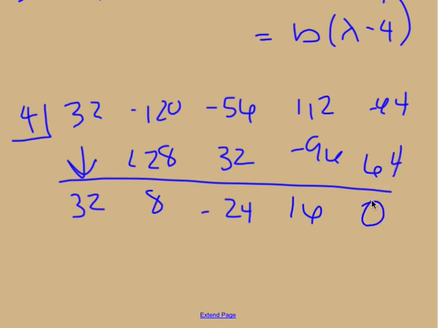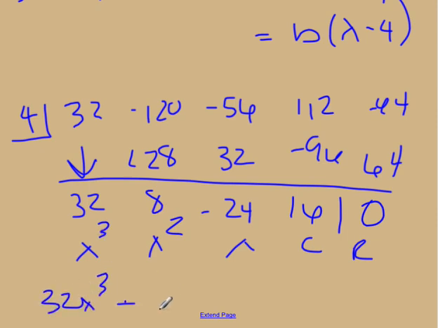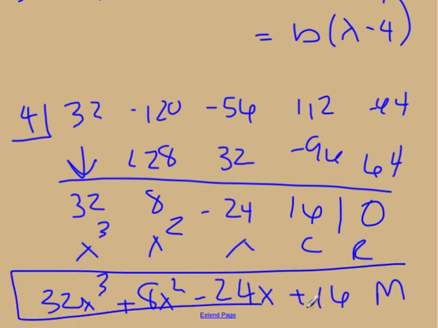So now I have a remainder, constant, x, x squared, and x cubed. Okay, so then we have 32x cubed plus 8x squared minus 24x plus 16. Now I don't have to write the remainder because the remainder is 0. And it looks like our area is in square meters, which means our side is in meters. So that's your base. And that concludes your note video for today.